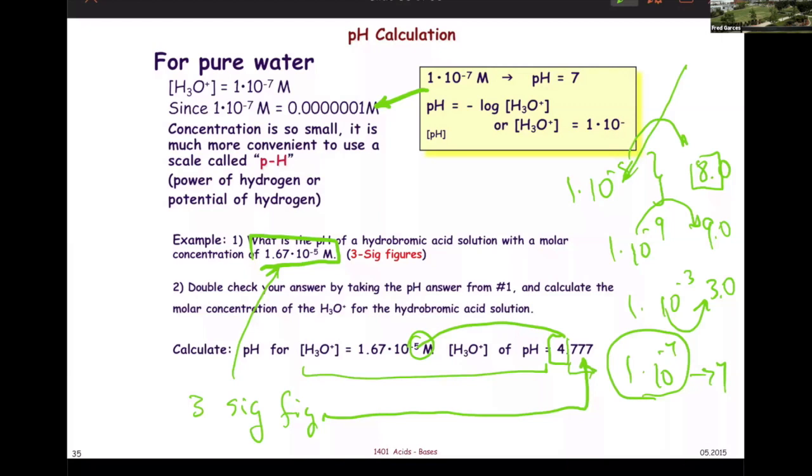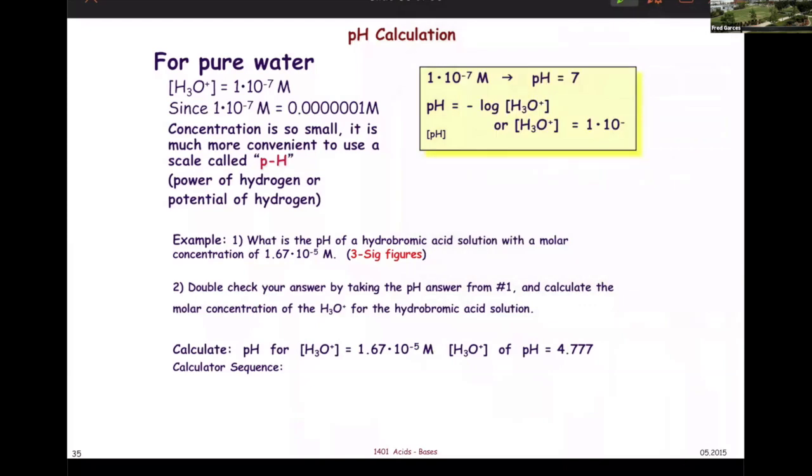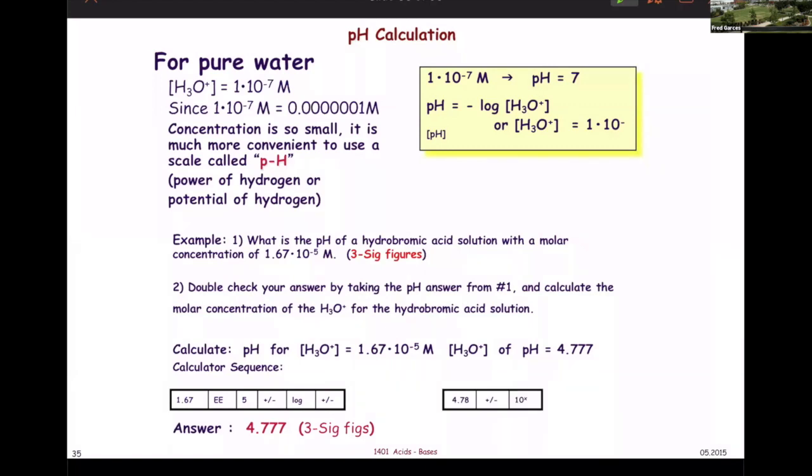Okay. So let me go ahead and clear this. And then that's the sequence that we did. And what we're going to do now is do the inverse. Let's say we take 4.77 and pull out 1.67 times 10 to the minus 5. So I'm going to switch screen on you again. Okay. Here's the calculator.